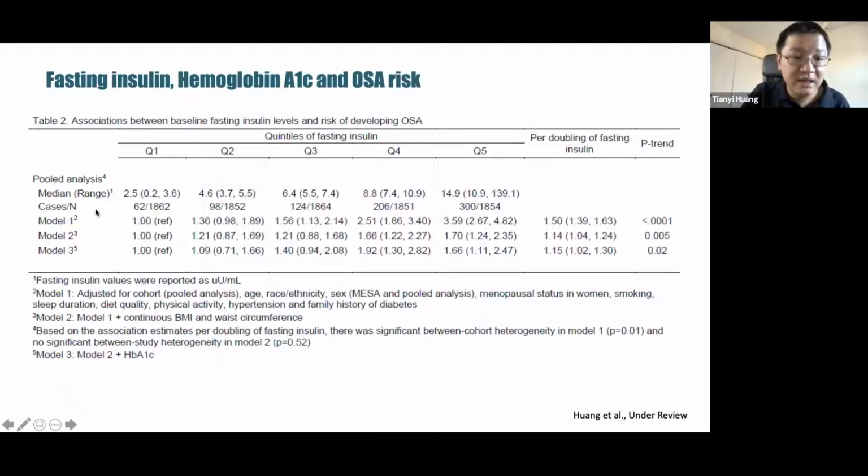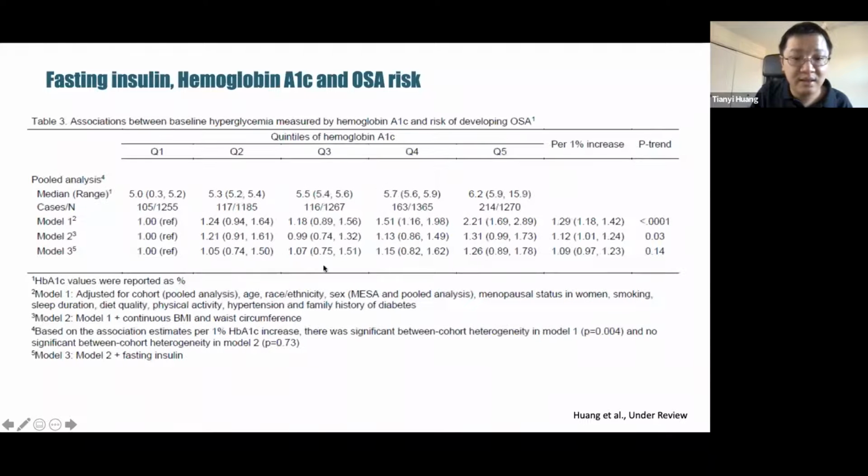We can see in model 1, without adjusting for BMI and waist circumference, we see very strong positive association between fasting insulin and sleep apnea risk. In model 2, when we further adjusted for those adiposity measures, we see attenuation in the association, but the association is still very strong and robust. And even in model 3, we include HbA1c, which is the marker for hyperglycemia, in the model. We see that the association remains unchanged.